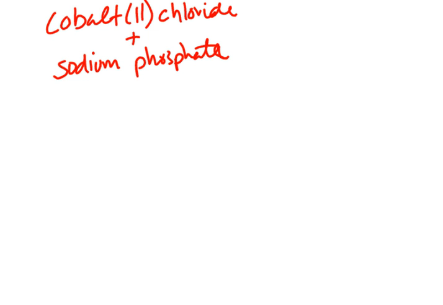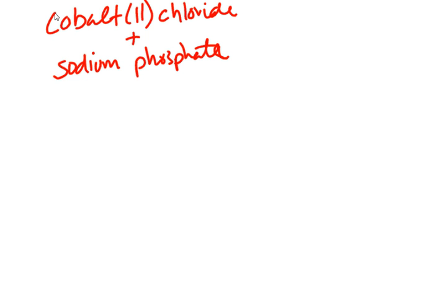So you would get something just like this. I would give you two names, and I would be expecting you to give me the balanced chemical equation. Okay? So obviously you're not going to have cobalt 2 chloride and sodium phosphate, because I'm going to do it right now for you. Okay?